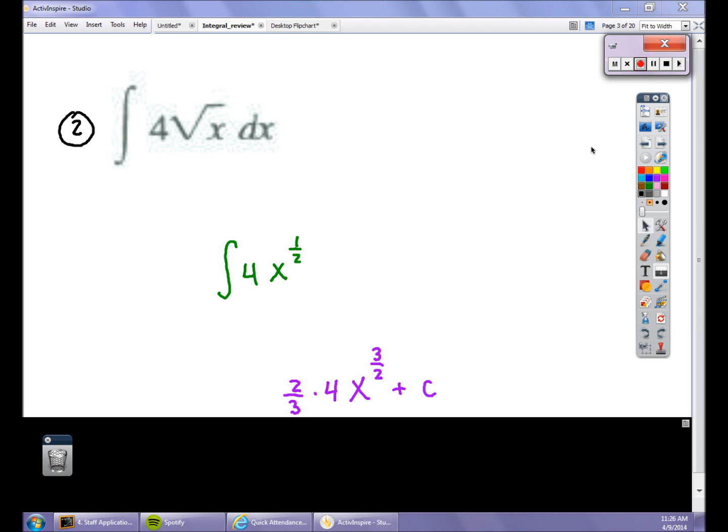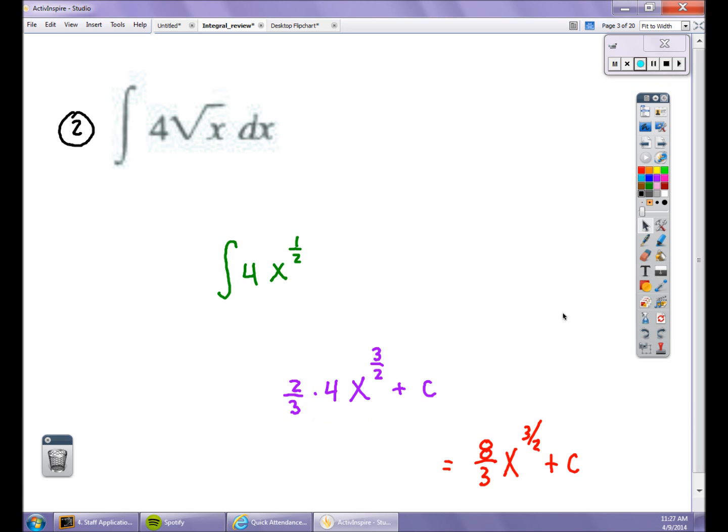I then want to add 1 to the exponent. 1/2 plus 2/2 is 3/2. Divide by that 3/2, which is the same thing as multiplying by 2/3. Clean this up a little bit. 2/3 times 4 is 8/3. 8/3 x to the 3/2 plus your constant.